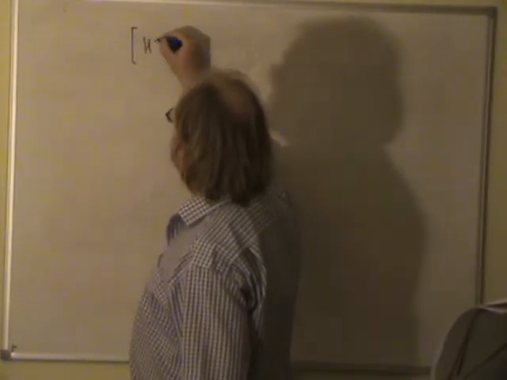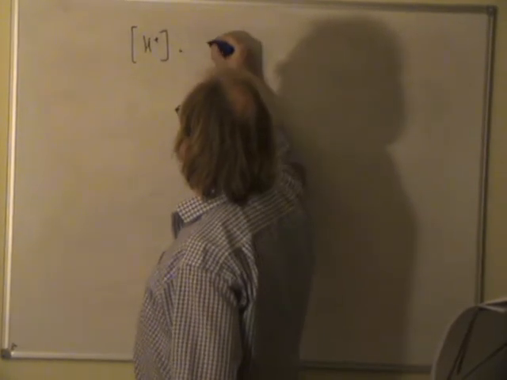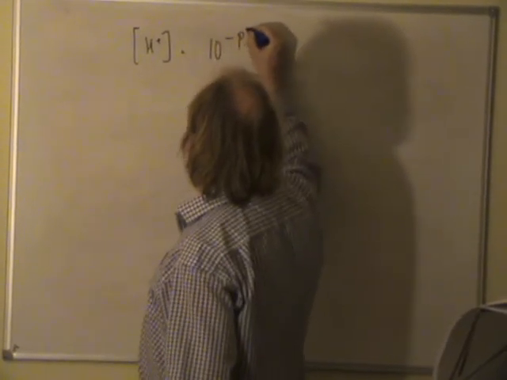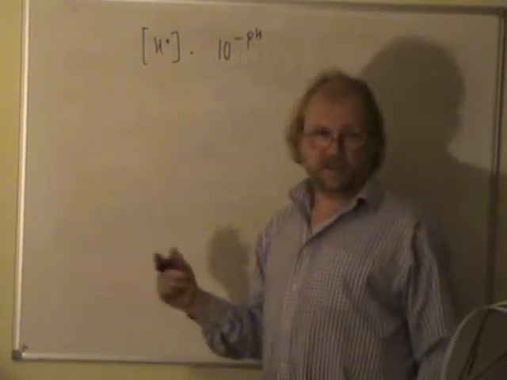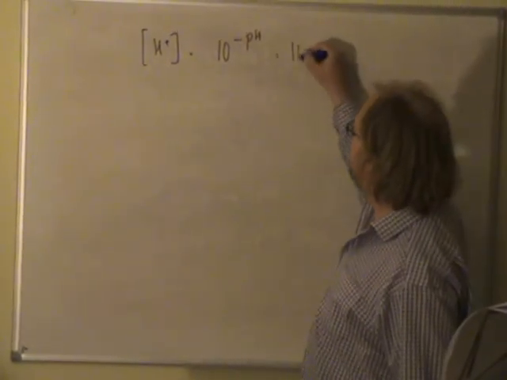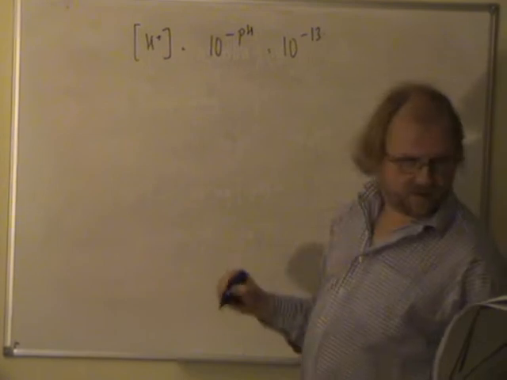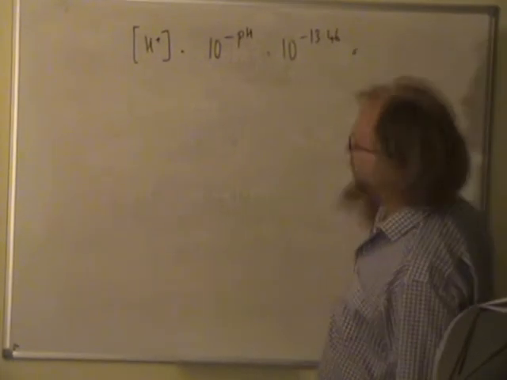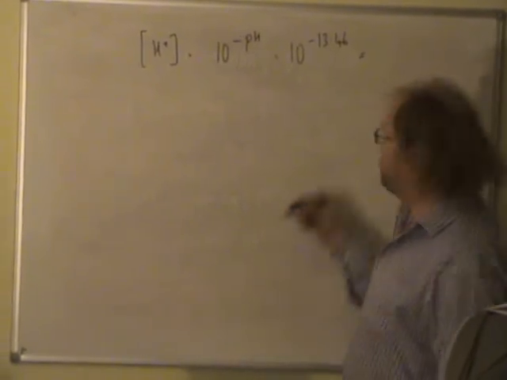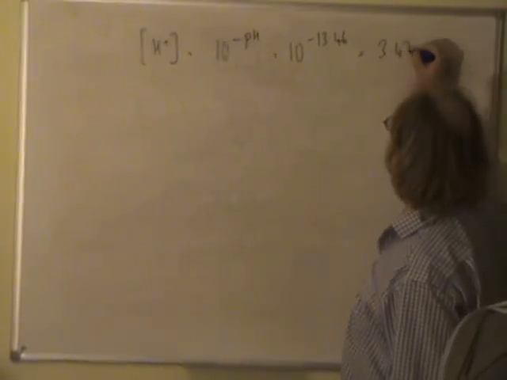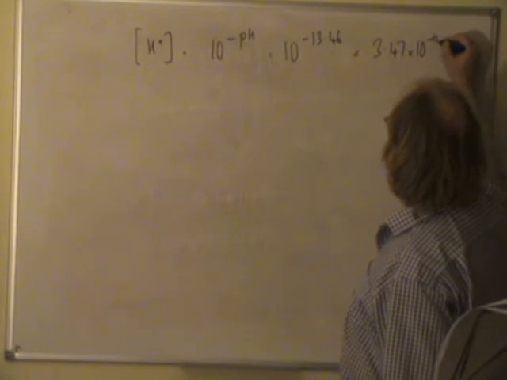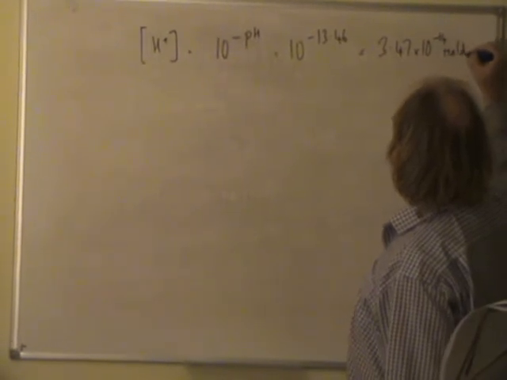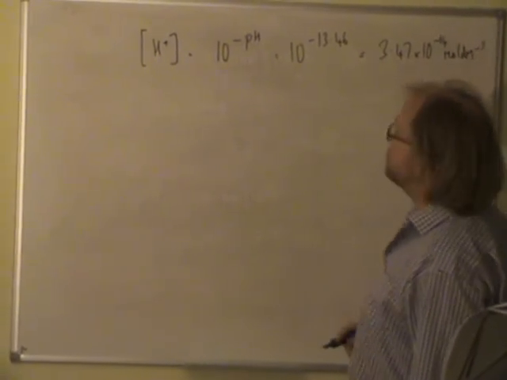So similarly to in the previous question, we start with H plus is 10 to the minus pH, or inverse log of minus the pH, which is 10 to the minus 13.46, which comes out as 3.47 times 10 to the minus 14 moles per dm cubed. Okay, that's the H plus concentration.